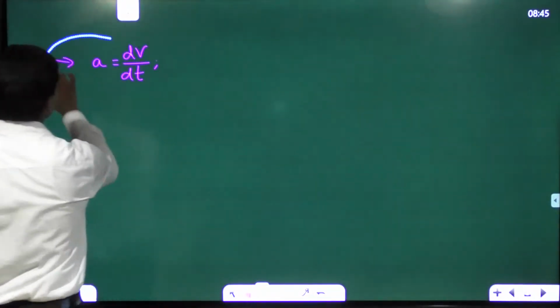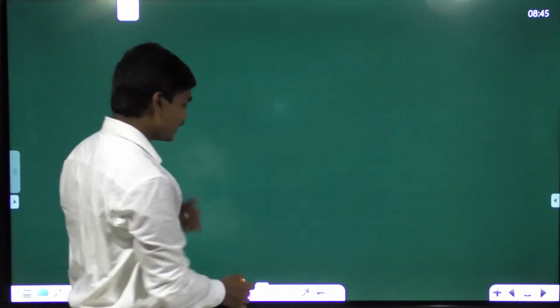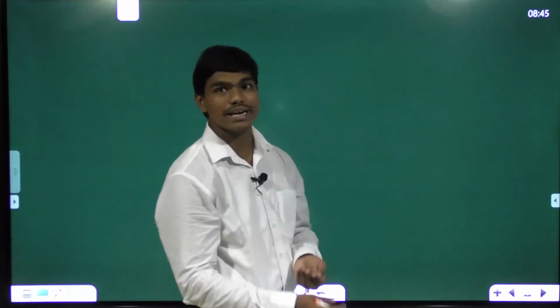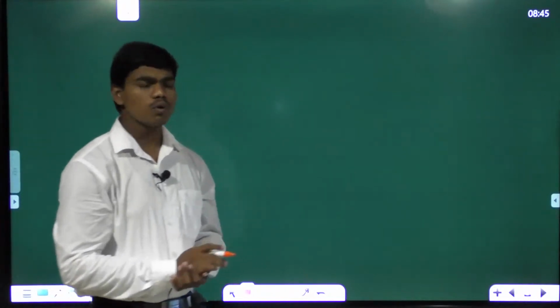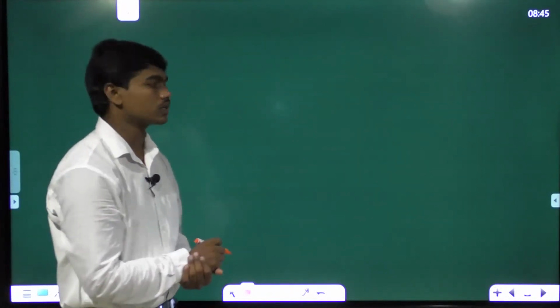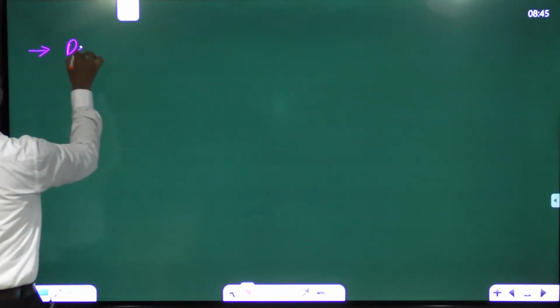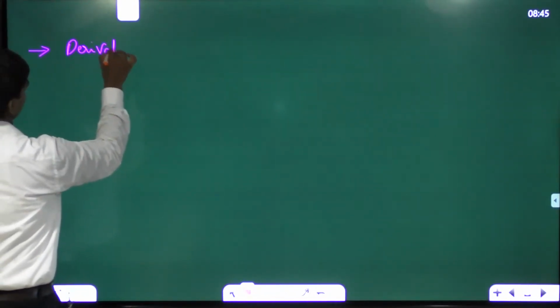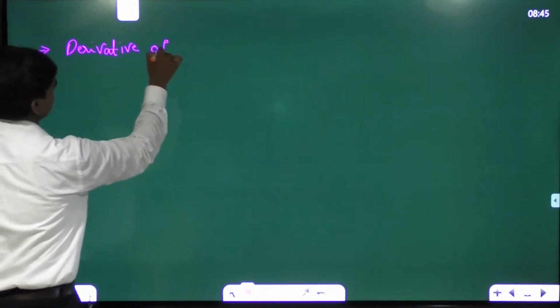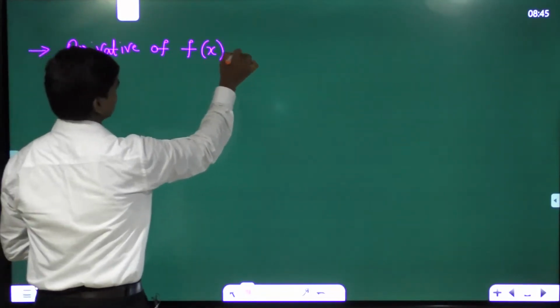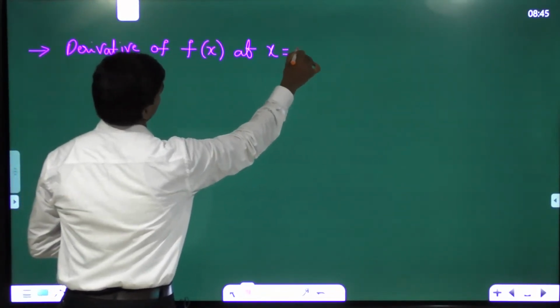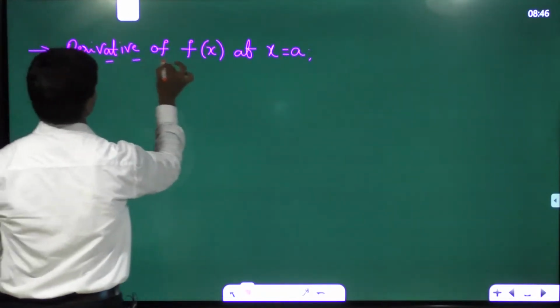Okay. So now let us go back to our discussion, the fight between minus a by b and minus b by a for the slope of a straight line. Now, what does this derivative physically denote? For example, we are interested in evaluating the derivative of f of x at x is equal to a.